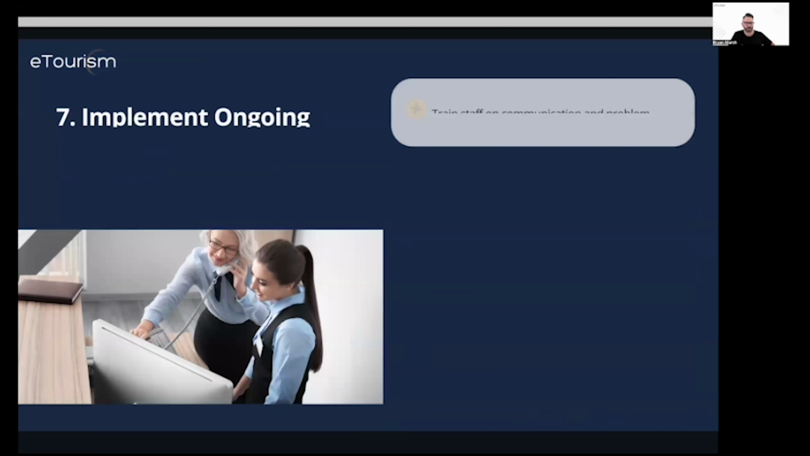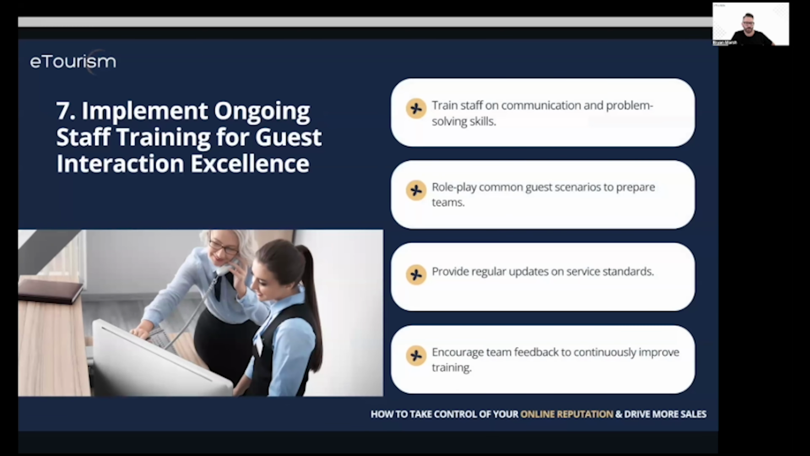Speaks for itself. Number 7, implement ongoing staff training for guest interaction excellence. Train staff on communication and problem-solving skills. Empower them. Empower them to fix the problem. Role play common guest scenarios to prepare teams. This is a game changer.